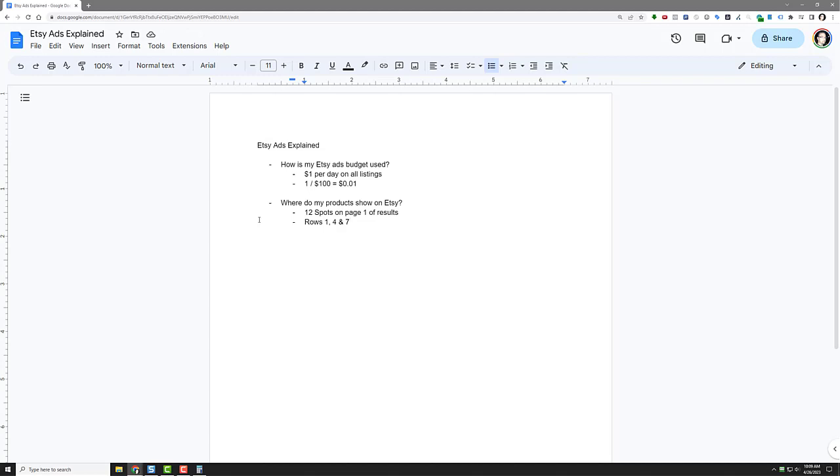Now on page 2, there's probably more, but if people are going to page 2, typically we're not going to get very many results. Usually people will find it right on page 1.